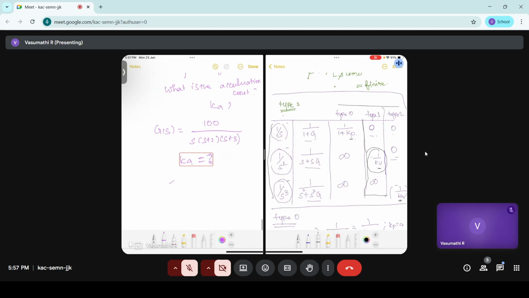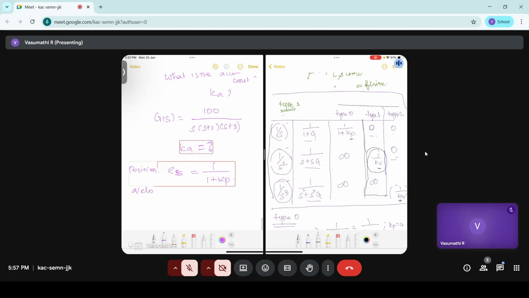For example, I will start with the position constant. Position constant will be related in terms of 1 plus Kp. Velocity constant will be related to ESS in terms of 1 by Kv. Acceleration constant will be related to steady state error by 1 by Ka. These are the three relations. If the answer is expected to be finite, for example, for a type 0 system, if I give a step input, it will be finite. Then in terms of position constant, this is the relation. Otherwise it will be either 0 or infinity based on the input and the type of the system.